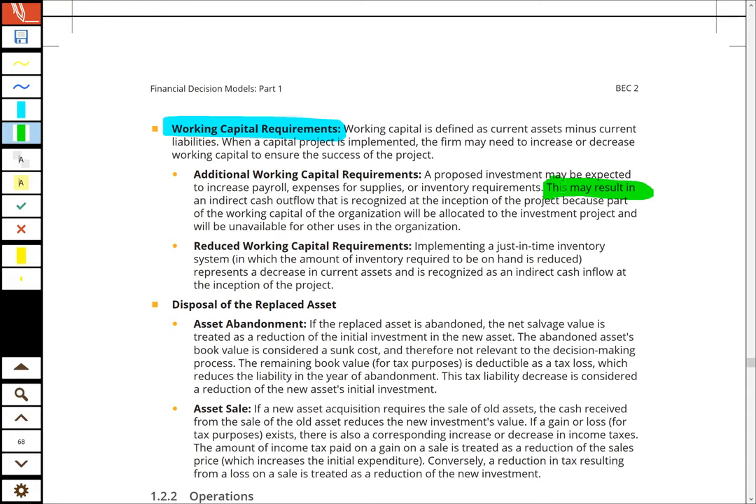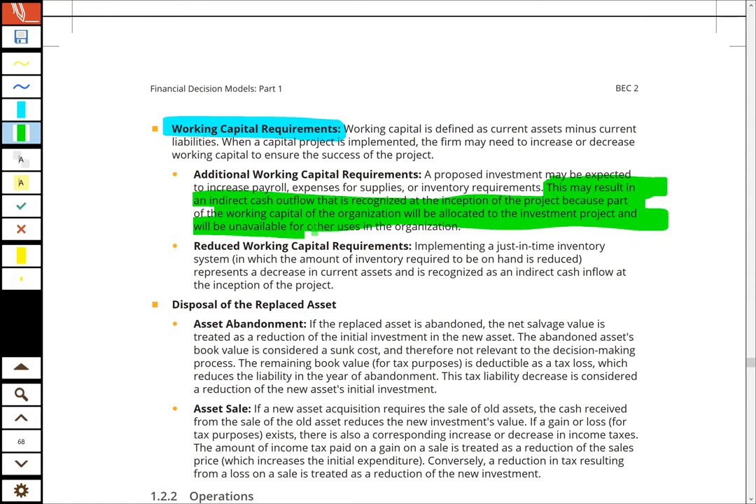So it says this may result in direct cash outflow that is recognized at the inception of the project because part of the working capital of the organization will be allocated to the investment project and will not be available for other uses in the organization. Okay, now that's the consideration of cash flow, working capital cash outflow at the inception of the project. Now, let me give you an example here.